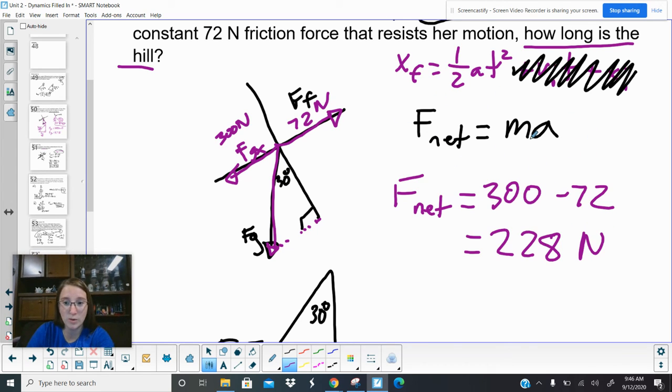I'm going to work my way backwards. Now that we know the net force, let's work our way back up. I can find the acceleration. Remember, our end goal is to find how long the hill is. But I'm going to find the acceleration first, and then I'm going to plug back into that original formula. I'm working my way back up.